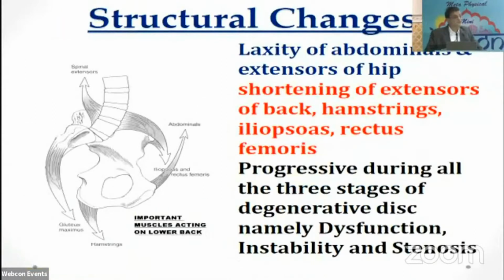Then there are certain changes which occur in degenerative lumbar spine disorder. These are the structural changes. Earlier I spoke about the physiological changes. Now I'm talking about structural changes, what we come across. The reasons for this I'll talk about later. But when we consider the lower back, we must consider the lumbar spine and pelvis and sacrum also. So what we see in the structural changes is laxity of abdominals, extensors and extensors of hip. We see the shortening of extensors of back, hamstrings, iliopsoas, rectus femoris. And this happens progressively increasing during all three stages of degeneration, namely, the first stage is dysfunction, the second is instability, and the third is stenosis.